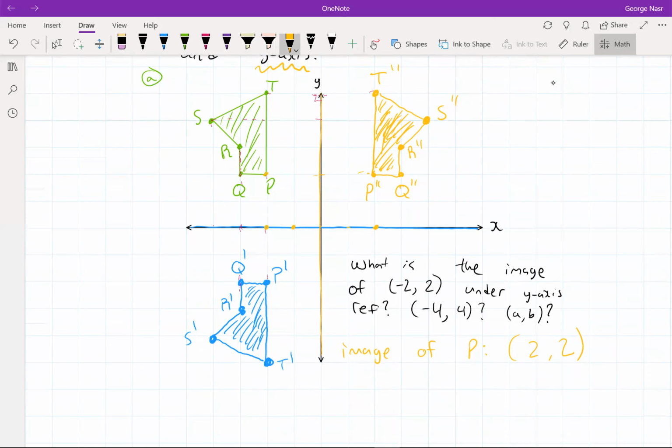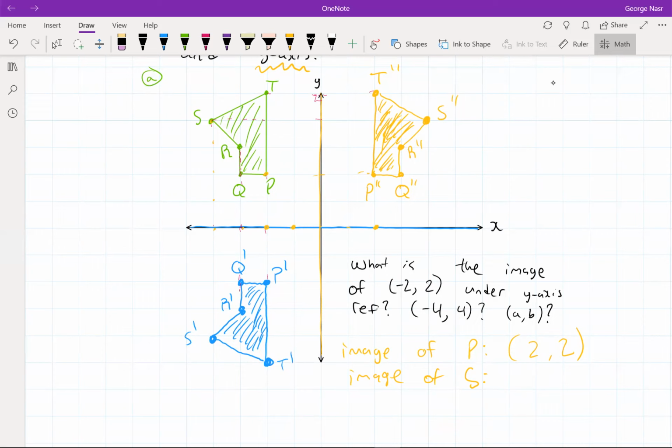So what about -4, 4? So let's go 1, 2, 3, 4, 1, 2, 3, 4. So that looks like it's the image of S. By the way, I'm just putting letters here just to help you associate the coordinates with where they are. You could easily just put -2, 2 here and -4, 4 here. I don't care about that. I just think the letters might be helpful.